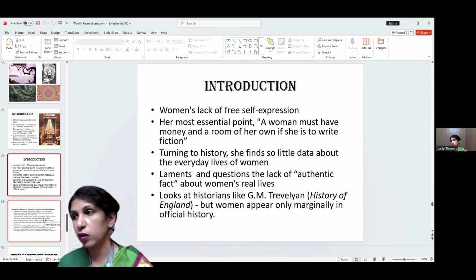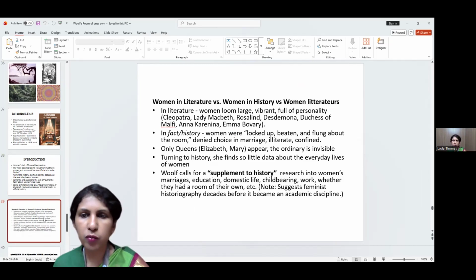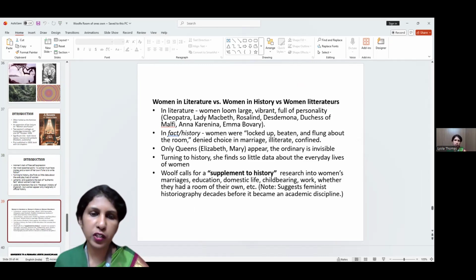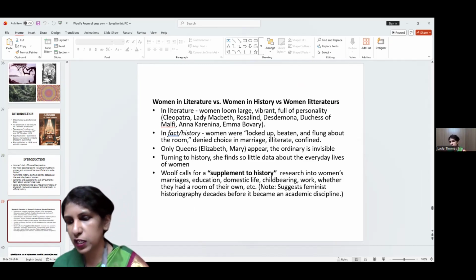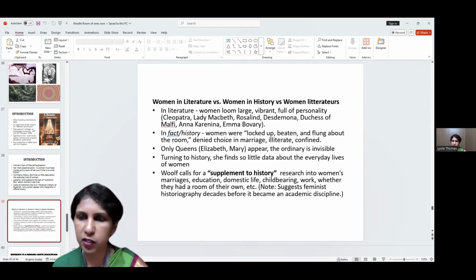If you were to take G.M. Trevelyan's landmark book, History of England, as official history. So she particularly deals with women in literature and women in history. When you combine all this, in literature we see women loom large, vibrant, full of personality. We see them as Cleopatra, Lady Macbeth, Rosalind, Desdemona, Duchess of Malfi, Anna Karenina, Emma Bovary. We see all of them in literature.